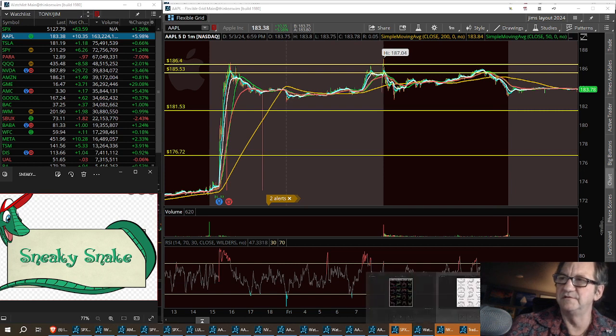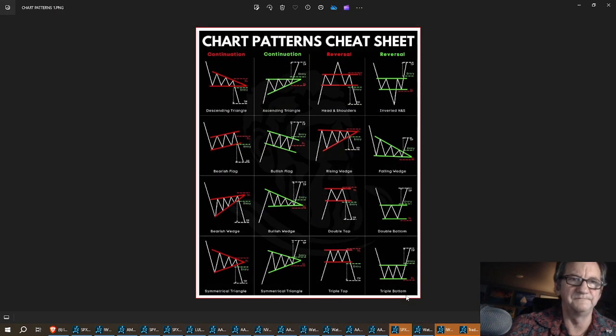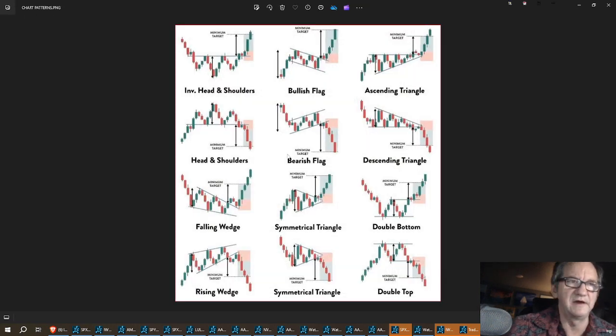So basically, I got a template that I studied. I studied real hard, and I learned every one of these patterns, what was bullish and what was continuous, what was reversal patterns, and what could be continued to a downside on a bear flag. So I sat and I studied every one of these patterns, and it made me a much better trader by doing that.